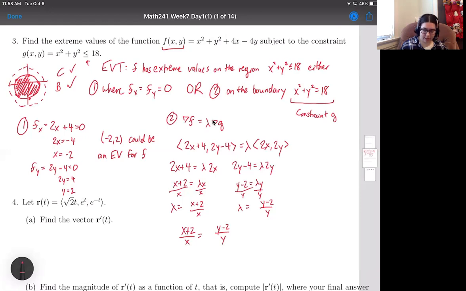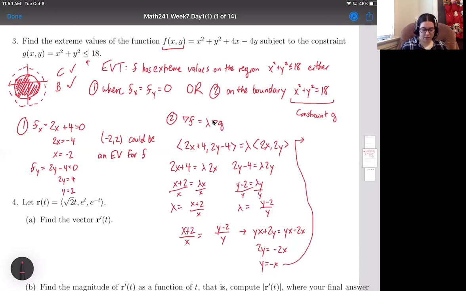Cross multiply to get yx plus 2y is equal to yx minus 2x. I'm going to subtract off this copy of yx that's on both sides to get 2y equals minus 2x, and divide by 2 to get y is equal to negative x. So if I'm on the boundary and I'm at an extreme point, it must be the case that y is equal to negative x.